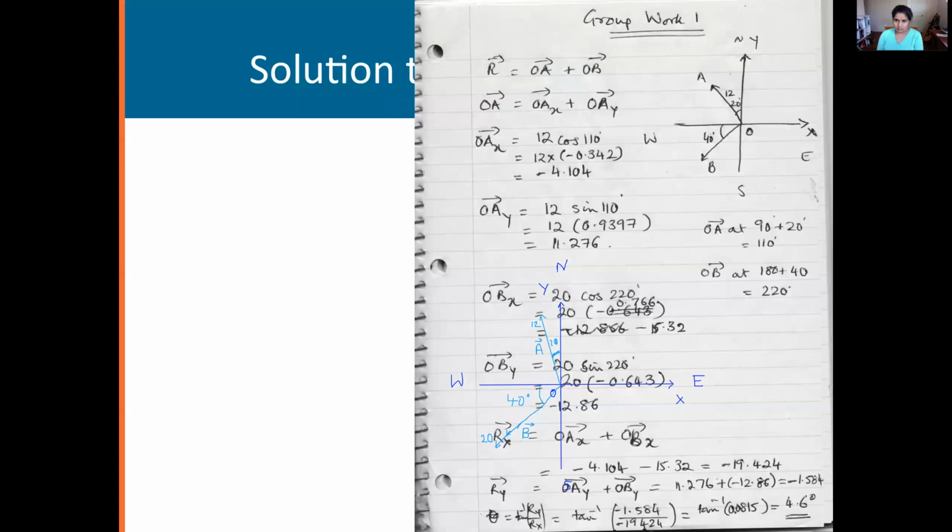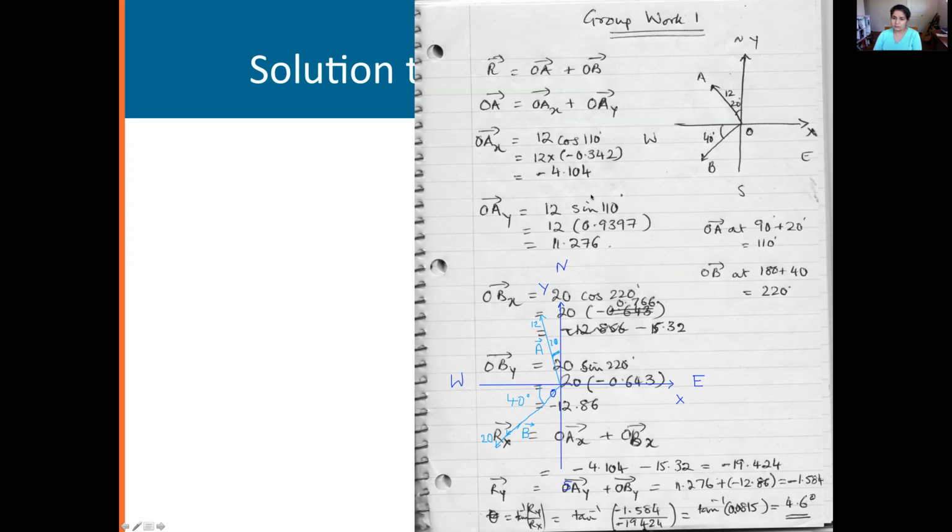And that angle is 90 plus 20, so that's 110. So we have 12 cosine 110. Remember, a cosine theta is going to give me ax. If you put this into your calculator, that's going to give you negative 4.1, which seems reasonable since we expected it to be a negative number.